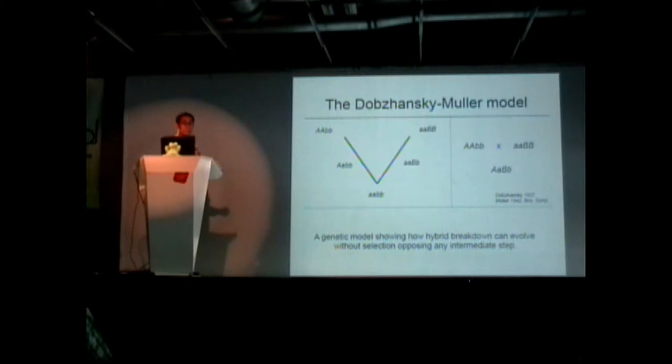And once they come into contact, the A and the B have never been tested in the same genetic background. So in the hybrids that have to put those alleles together, the A and the B, there are going to be problems. The advantage of this particular model is that it shows how reproductive isolation can occur without natural selection opposing any of the steps.